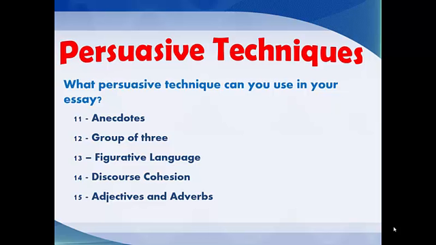Group of three, when we are talking about something and we say, for example, Ahmed is smart, strong, and honest. These are three adjectives that are modifying Ahmed, and I am now emphasizing or making sure that he is a good person by putting three adjectives together. Figurative language, and this figurative language, as you know, simile, metaphor, and personification, these things are used to convince the reader.